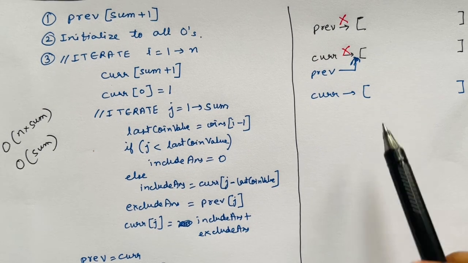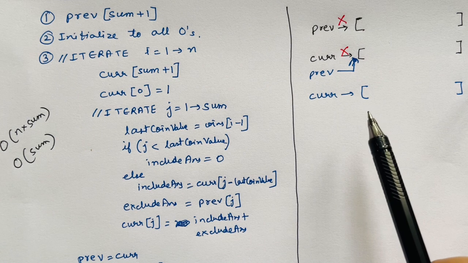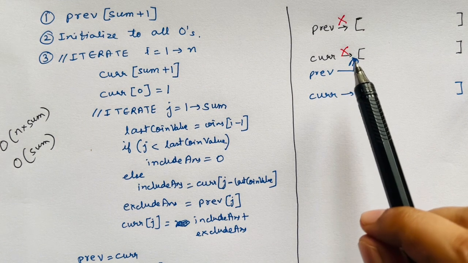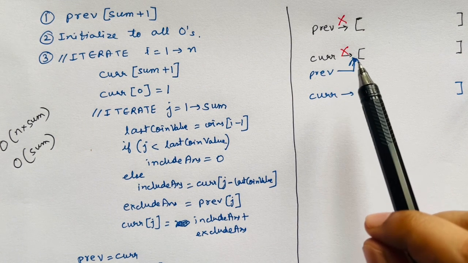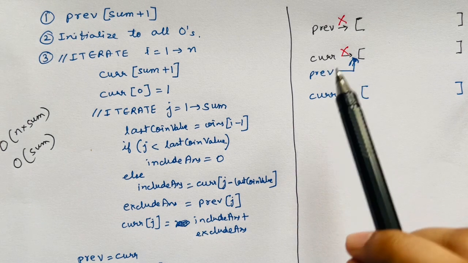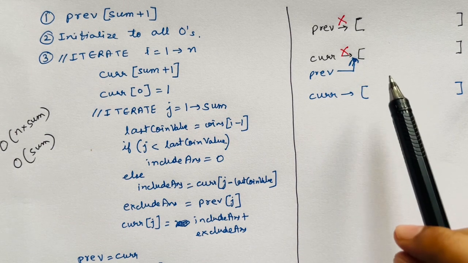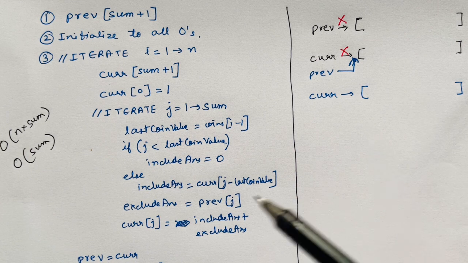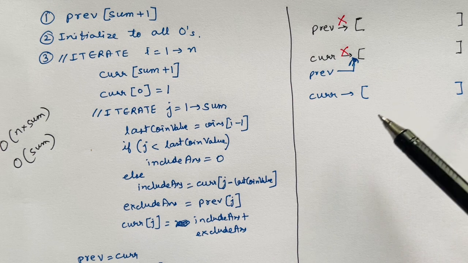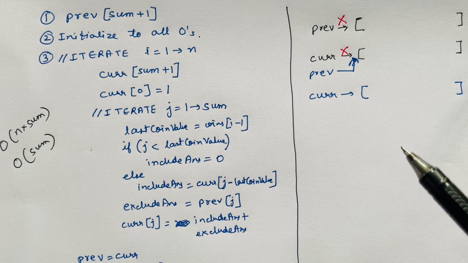Again, new memory is allocated and our current points to that memory. Our previous is still pointing to the previous current memory location, and the connection between current and the previous memory location is now broken. Therefore, now again there are only two rows here. This will go on in every iteration, and at any point in time we will have a maximum of two rows occupied, and that is why the space complexity is big O of sum only.